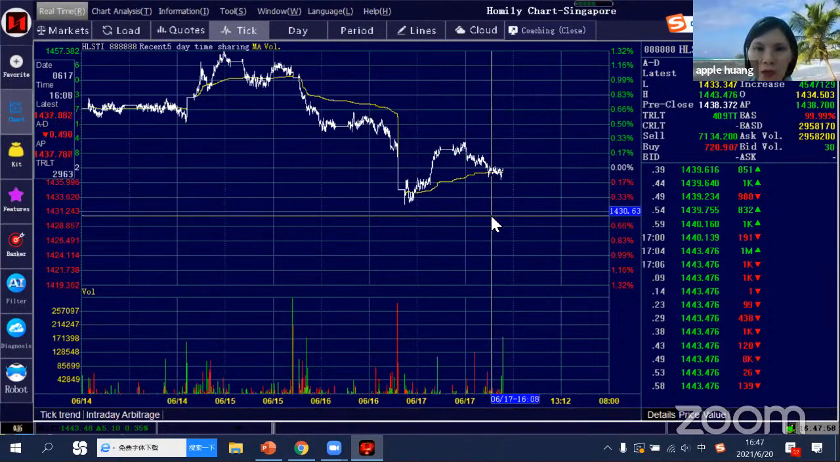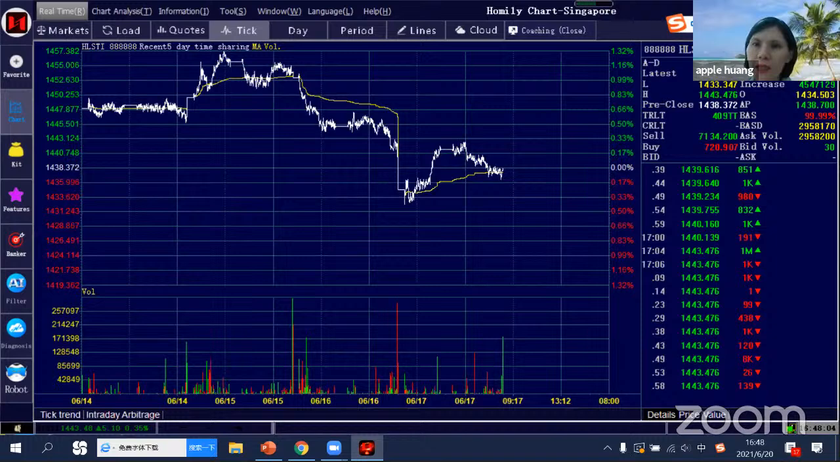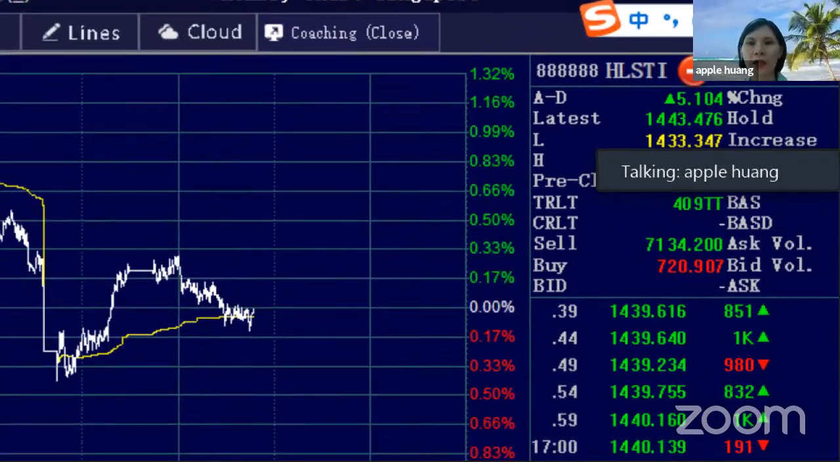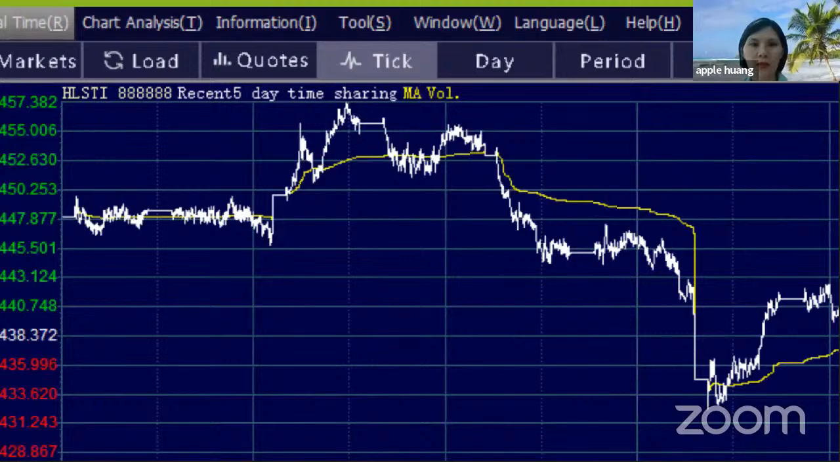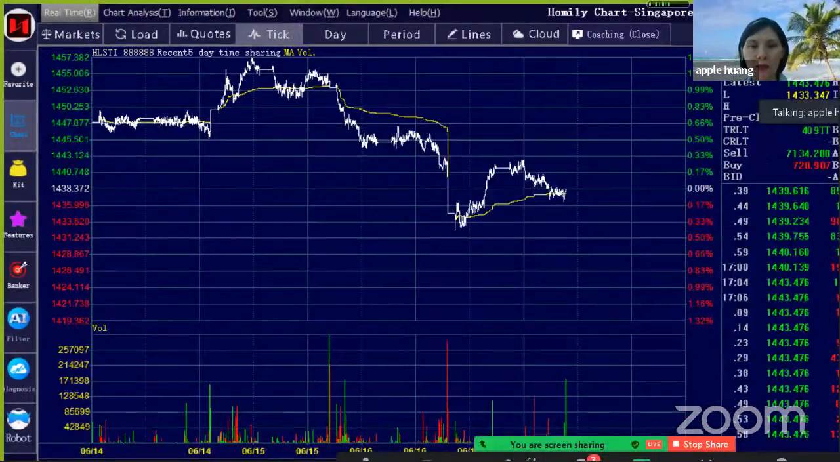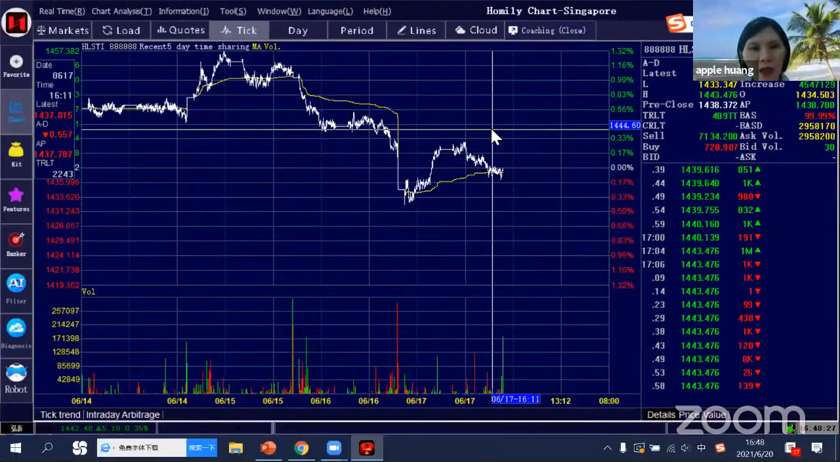How does this chart help us? Let's say if you want to see the index, now the index is the STI. If you want to see other stocks, you can just enter the counter name.